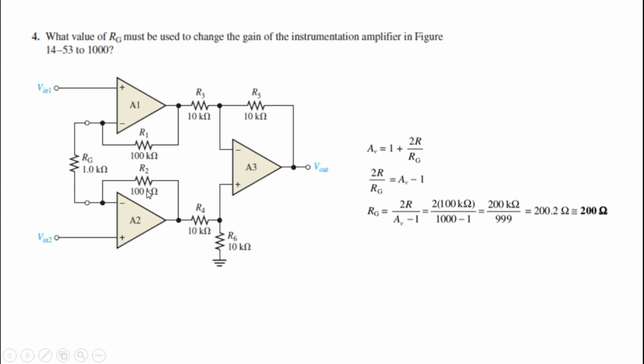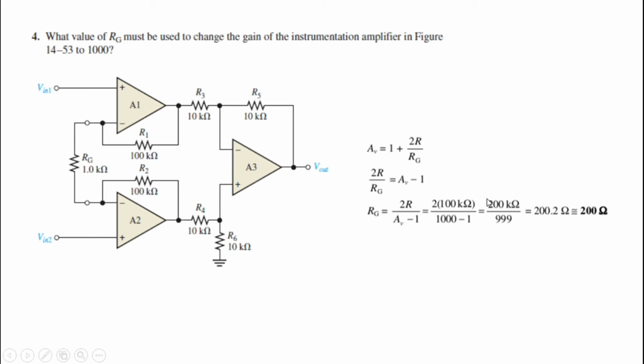Now we need to rearrange the formula and make Rg the subject of the formula. If we rearrange it, we get Rg equals 2R upon the overall closed loop gain minus 1. R1 and R2 are equal, which is 100 kilo ohms. So 2 times 100 kilo ohms upon your closed loop gain, which needs to be 1000, minus 1.